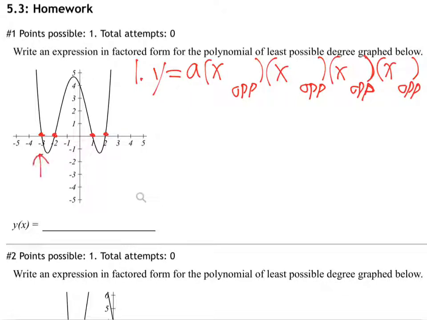So I'm going to take that -3, put in +3. Take that -2, put in +2. Take that +1, put in -1. Take that +2, put in -2. So far, so good? Now we just have to find the A in the front, the number in the front. How do we find the number in the front? Remember what we do on the other ones? Remember, there's one other point that we haven't used.